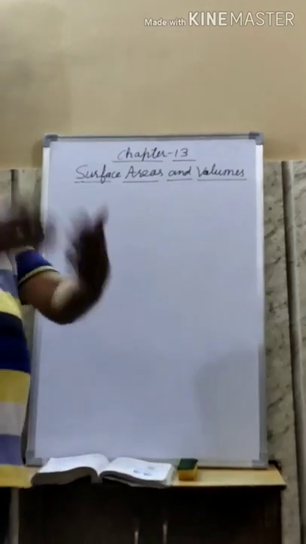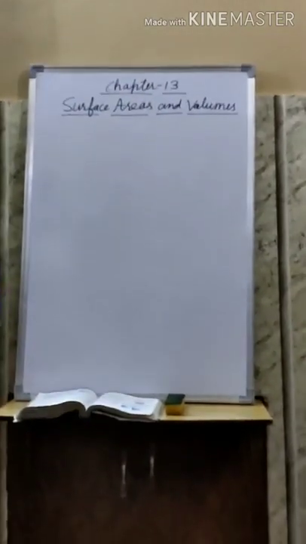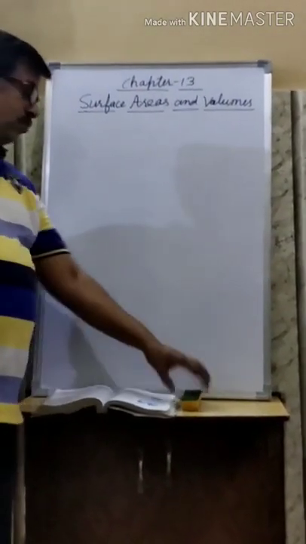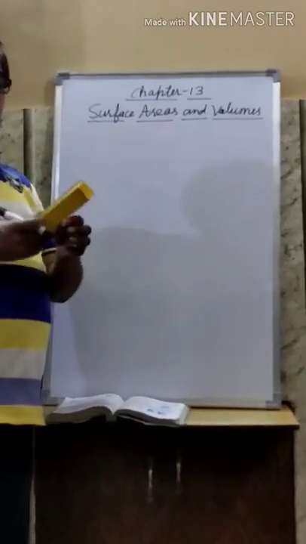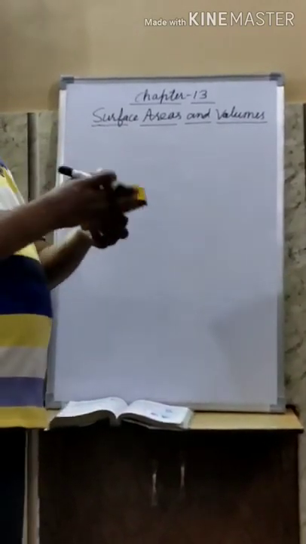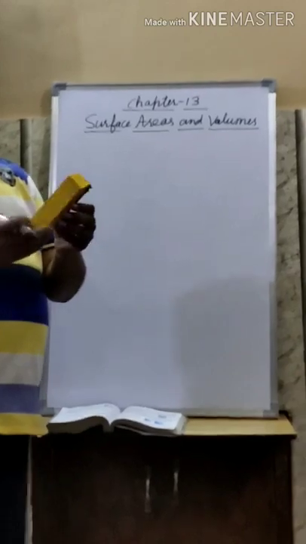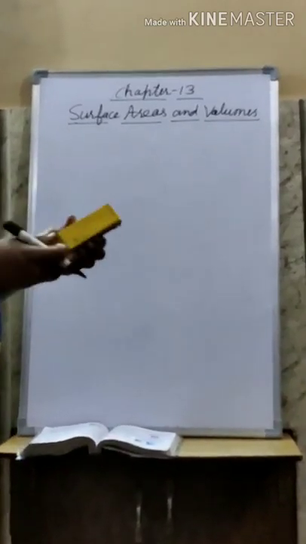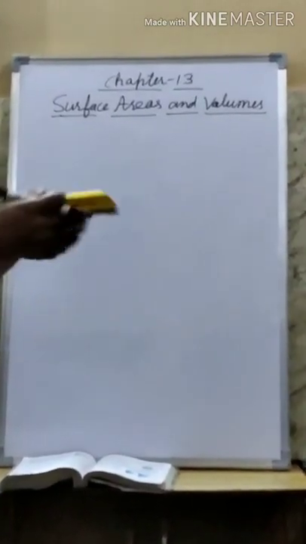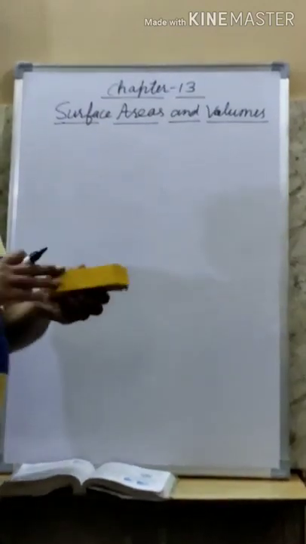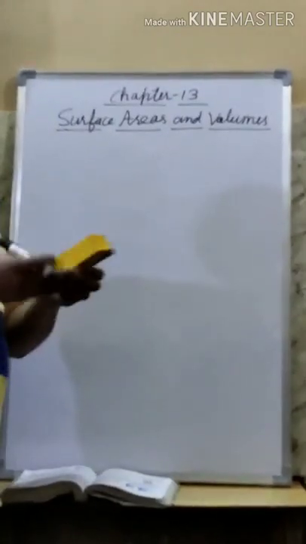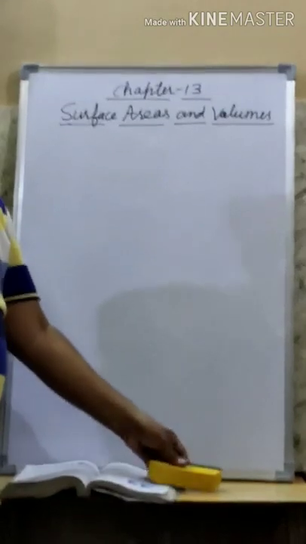So first of all, surface area. Surface area means surface of the object. Clear this? Surface means, just like this is the object and this is called surface. In the trapezium shape, this is called surface. Outer surface area, that is called surface area.